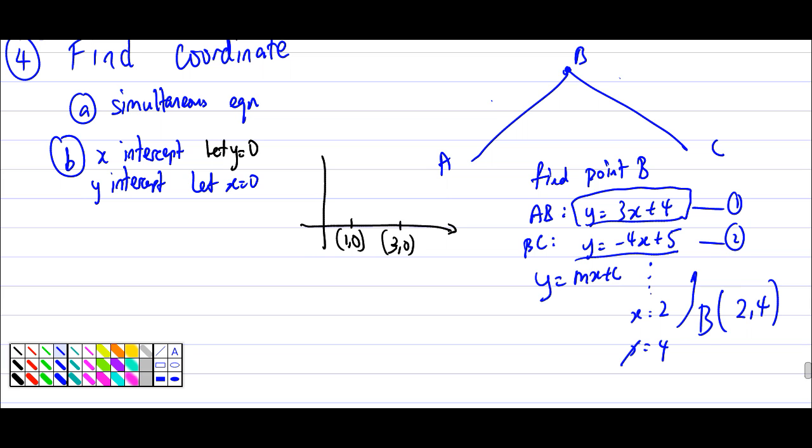But what do you need? You also need the equation of the line, right? No equation, how to sub? You need one equation to sub in. Okay. Now next one.